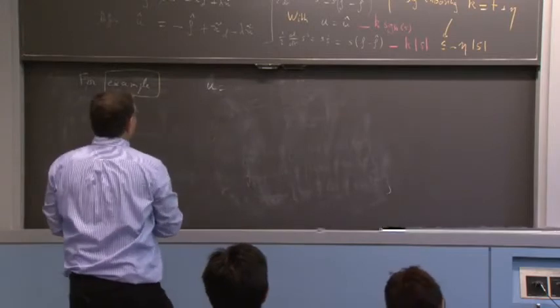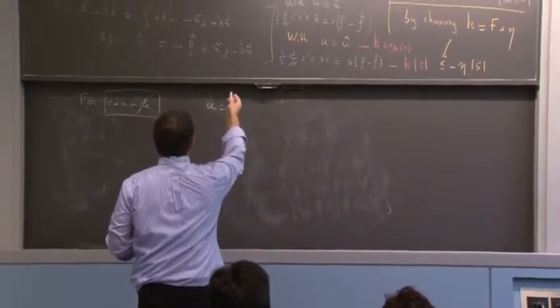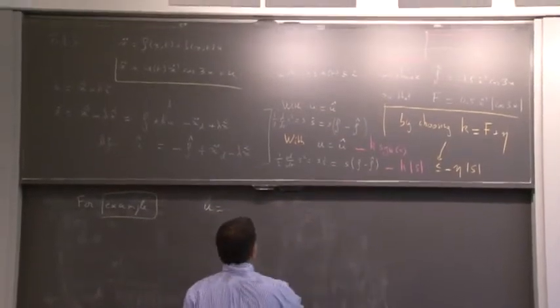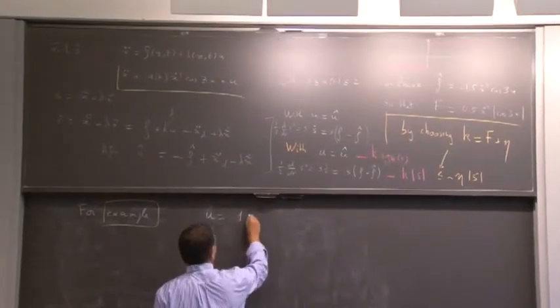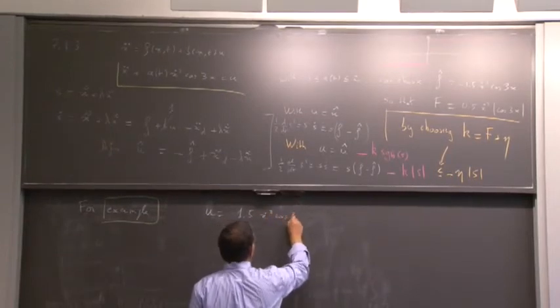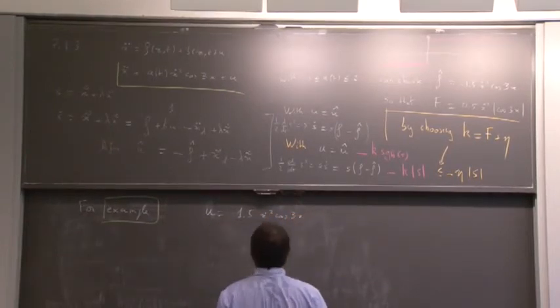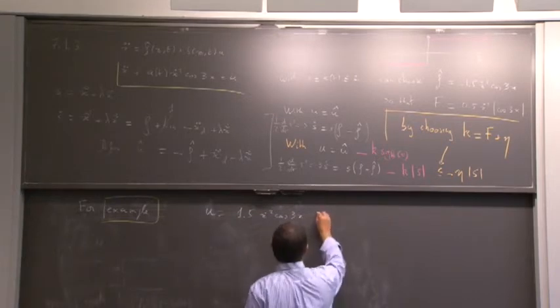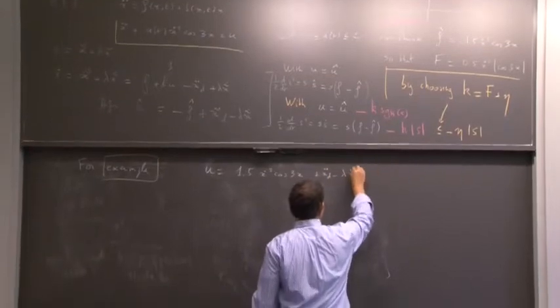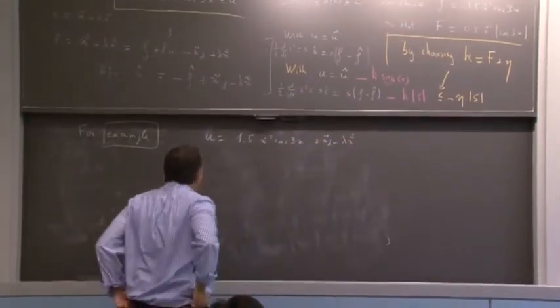So u hat is minus f hat plus x double dot d minus lambda x tilde dot. So if f hat we said was this, 1.5 x dot square cosine 3x, plus x double dot d minus lambda x tilde dot. Okay, so that's u hat.